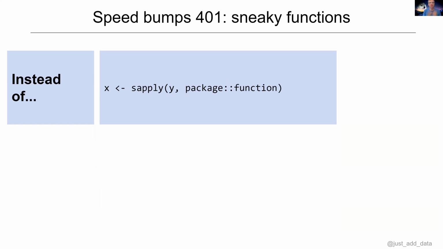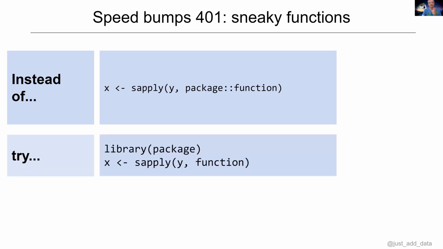Okay, this is one of my favorites. Speed bumps 401. Sneaky functions. Sometimes you can feel like you're doing all the right things, but you still end up with slow code. And this just kind of goes to show that life isn't fair. But everything that happens in R is a function call. Even things you don't expect to be function calls are function calls. So let me show you an example here.